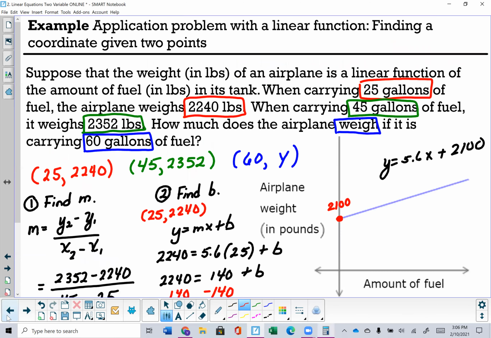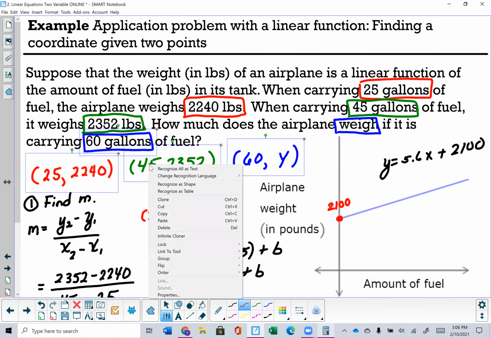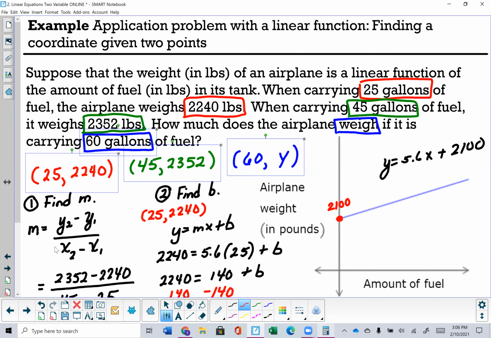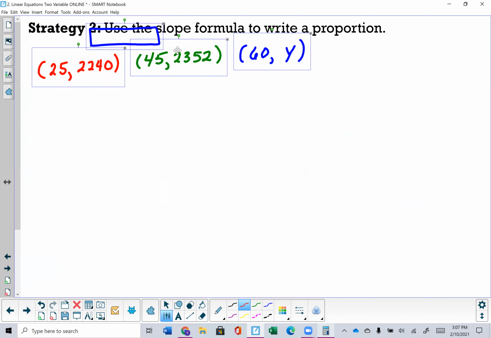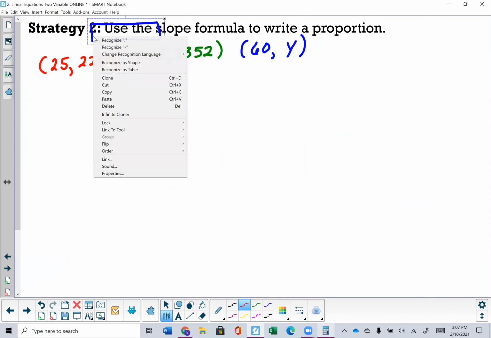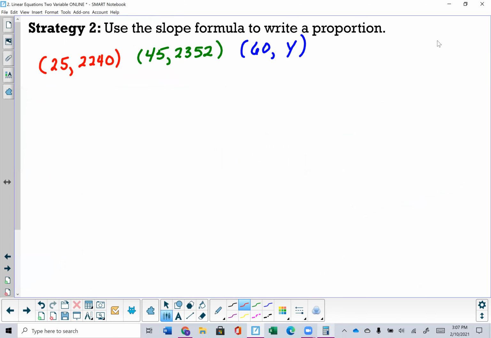Okay, we're going to start again, and I'm going to just copy our information that we have here. And we're going to use this to solve the question again using a different method. Okay, this time we're going to use the slope formula to write a proportion. So let's remember, a proportion generally looks like this: a ratio like A over B equal to another ratio like C over D, right? This is a proportion.